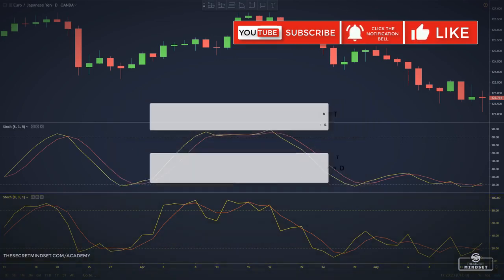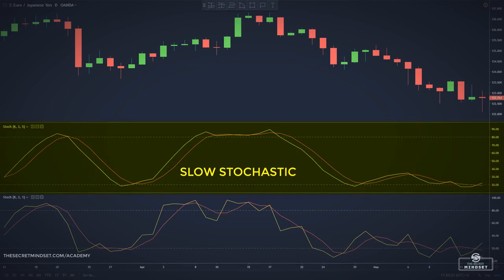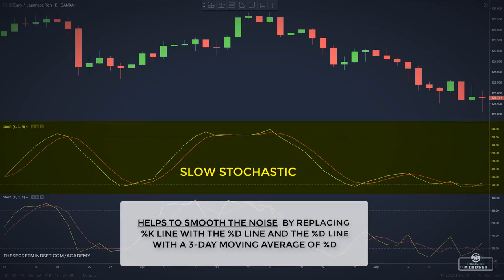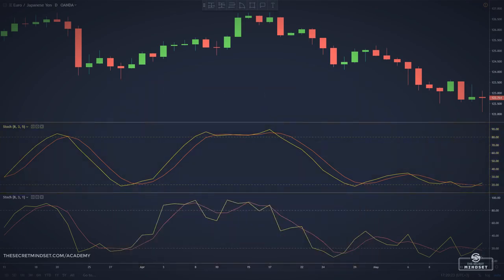In order to manage the signal in a more efficient way, the slow stochastic oscillator was developed. The slow stochastic oscillator helps to smooth the noise and replaces the K% with the D% line and replaces the D% line with a 3-day moving average of the D%. The slow stochastic oscillator was basically designed to reduce volatility, but in a strong trending market it suffers from the same problem as the fast one. It offers many false signals.